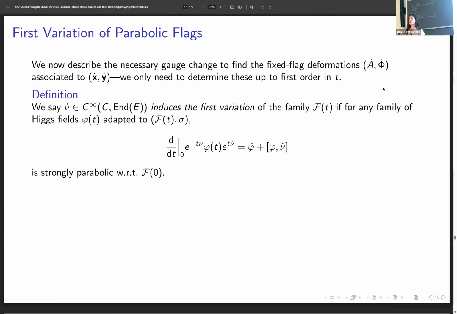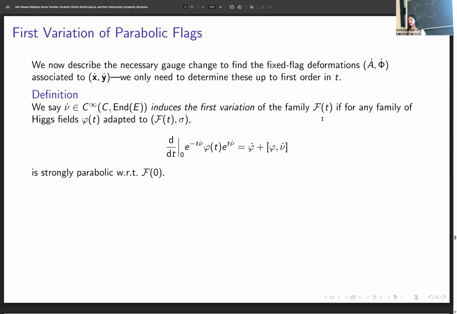So I need to describe this gauge change then, and I only need to describe it up to first order. It's kind of a funky definition, but I want this endomorphism mu to induce the first variation of the flag. What it means is that if your flag is changing and you have any smooth family of Higgs fields which is changing with it, conjugation by e to the t mu shifts it back. So up to first order, the flag is no longer changing, and it does that for any choice of Higgs fields.